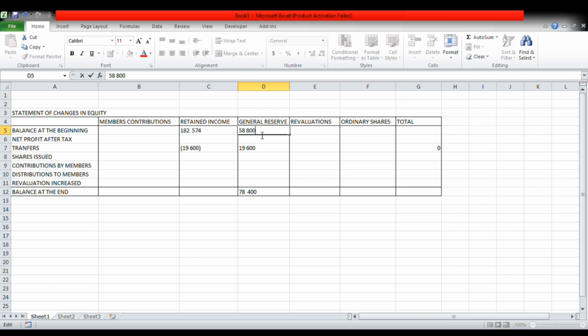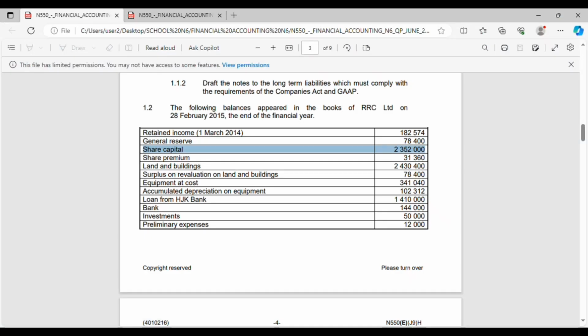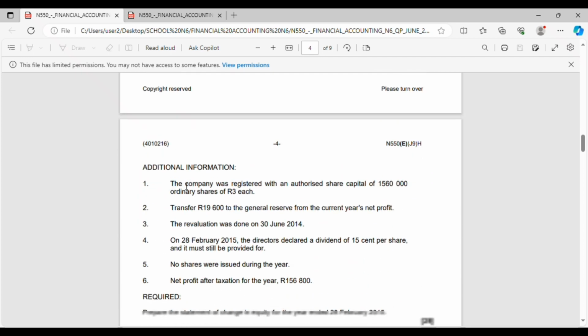So with the general reserve, we are done with the column of general reserve. So let's deal with other columns. So here we have the share capital. The share capital amount is 2,352,000. So we're going to check if we have additional information that relates to the share capital. Information number 1, the company was registered with an authorized share capital of 150,000 ordinary shares of 3 rand each. So here they're only telling us that we have the authorized shares. So the authorized shares do not affect any of the ordinary shares or the share premium.